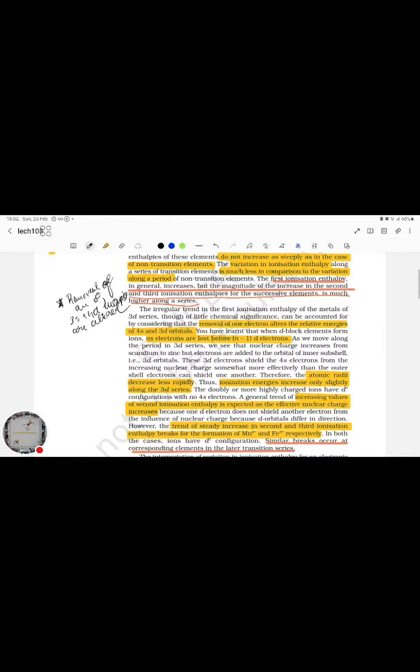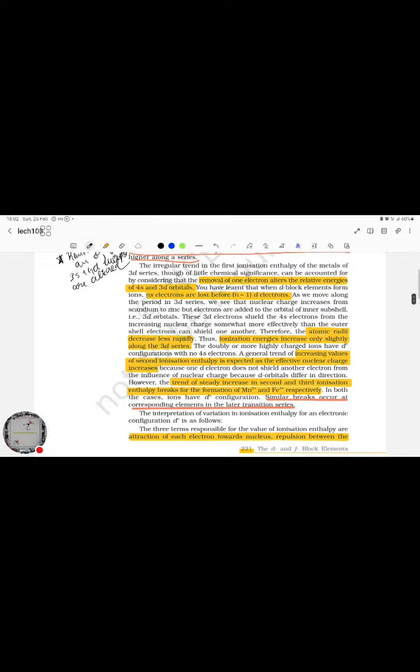A general trend of increasing values of second ionization enthalpy is expected as effective nuclear charge increases. So from the second ionization enthalpy onwards it's going to increase, because one d electron shielding another d electron is not going to be that effective. So it's going to increase and follow that general trend. The trend of steady increase in the second and third ionization enthalpy breaks for the formation of Mn2+, where we obtain 3d5. There will be a steady increase until I obtain the 3d5 configuration.